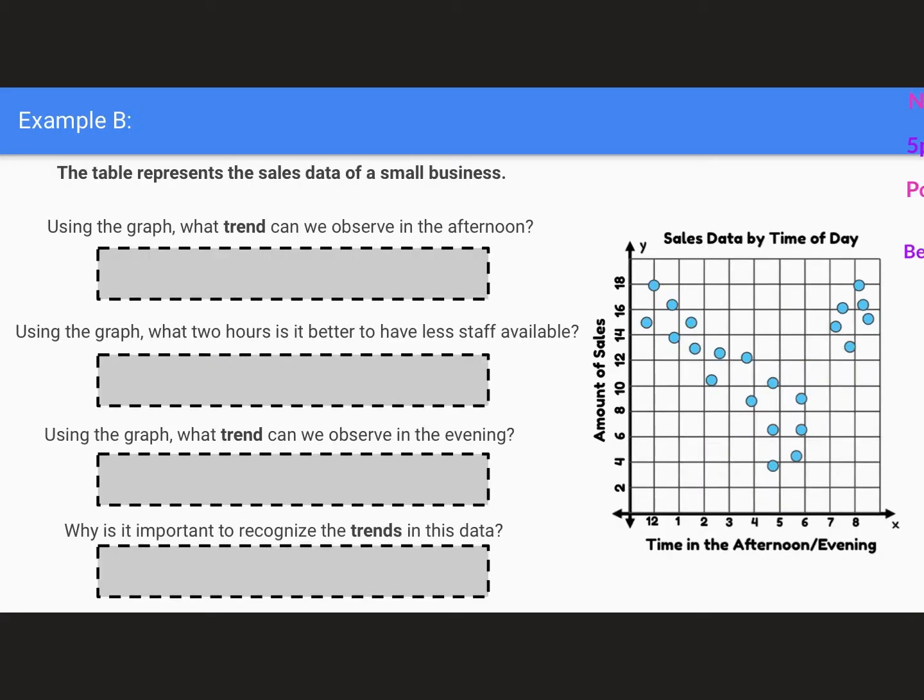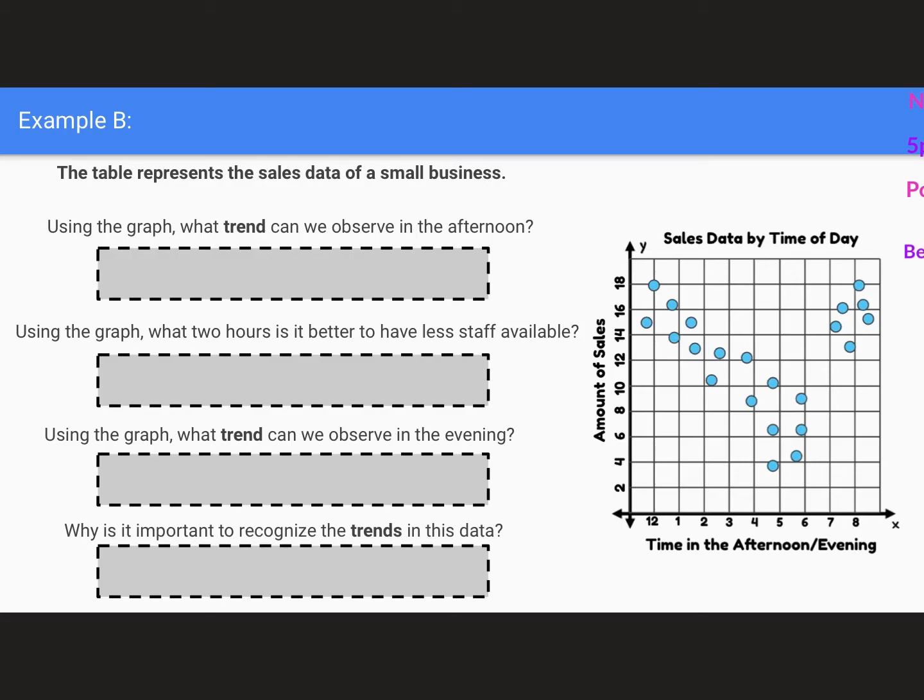So here in example B, we need to answer 4 questions using this table. It says the table represents the sales data of a small business. Using the graph, what trend can we observe in the afternoon? Using this graph, what 2 hours is better to have less staff available? Using the graph, what trend can we observe in the evening? And why is it important to recognize trends in this set of data?